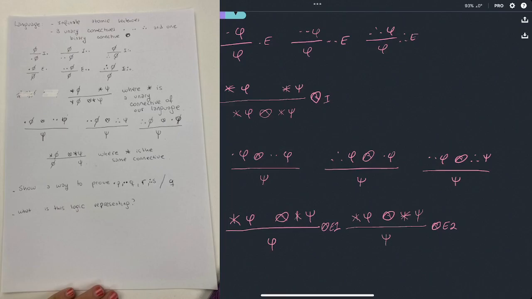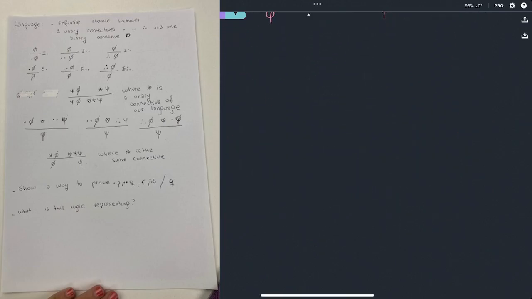Anyway, so there's our proof system. And now let's see, what are we meant to do? So here we go. In this proof system, the first task we have is to prove a particular argument. And the argument is dot P, dot Q, or triple dot S, with the conclusion Q.